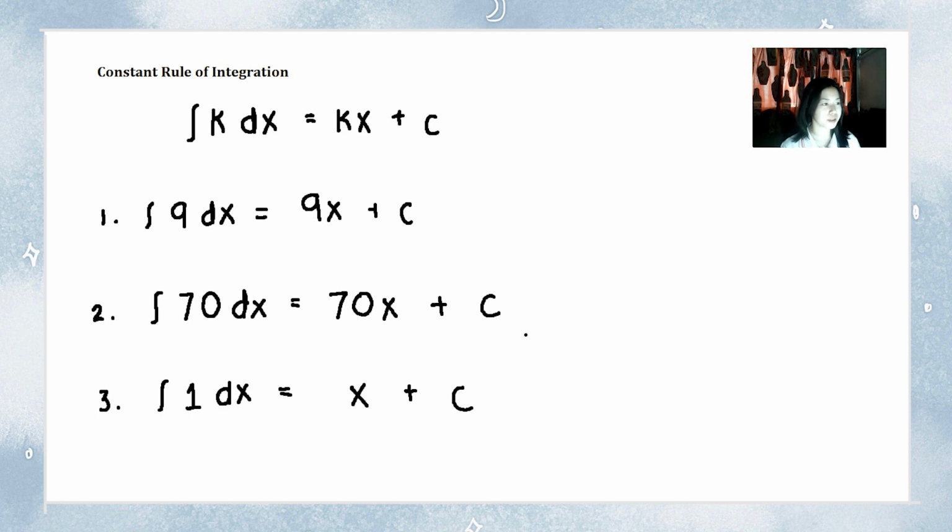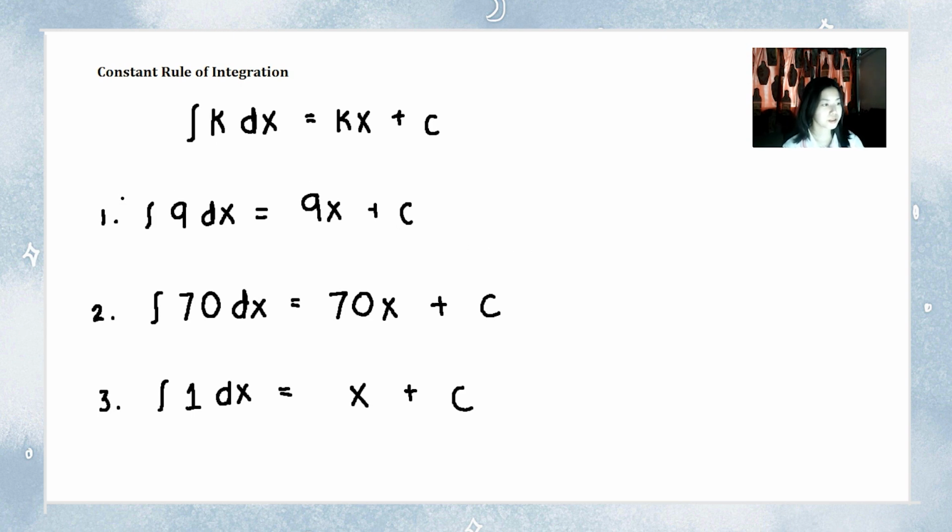So our formula is the integral of k dx is equal to kx plus c. So if our k is our constant, then the integral of our constant will be a linear expression, or where each term is either a constant or a variable raised to the first power.